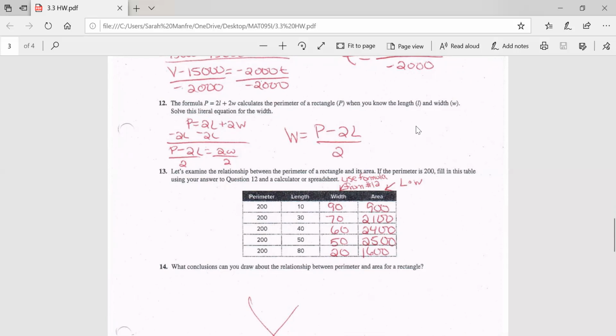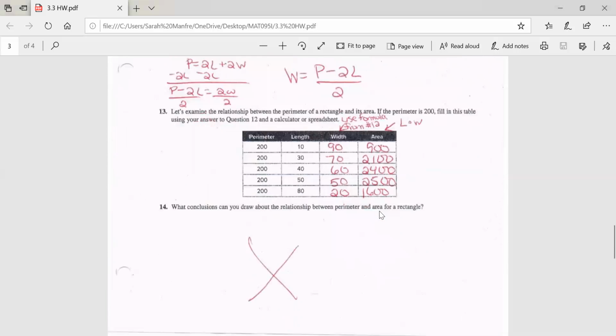All right, so now question number 13 is asking you to examine the relationship between perimeter and area. So if a perimeter is 200, the length is 10, what's the width? Well, to get these answers, I use my equation from number 12. So P, we know is 200. So I'm taking these numbers, 200, take away 2 times 10, because the length is 10. So 200 take away 20 is 180, divided by 2 is 90. And that's what you're going to do for all of these. And then to find the area, length times width, so it's 10 times 90 is 900.